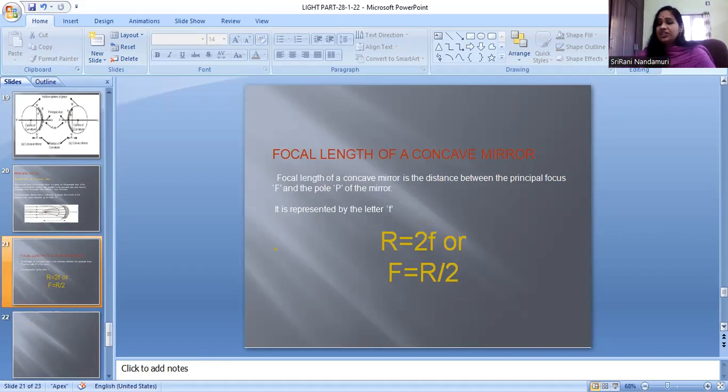Children, understood? In this class, we came to know how the images are formed in plane mirrors, how the images are formed in spherical mirrors, and the related terms: what is a pole, what is the center of curvature, what is aperture, what is radius of curvature, what is principal axis, what is principal focus, what is focal length, and the sum related to that. Further, we will discuss in the next class.